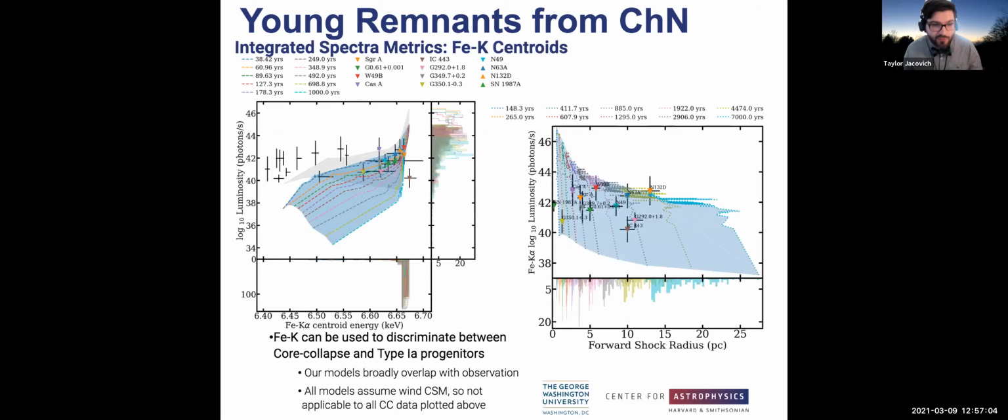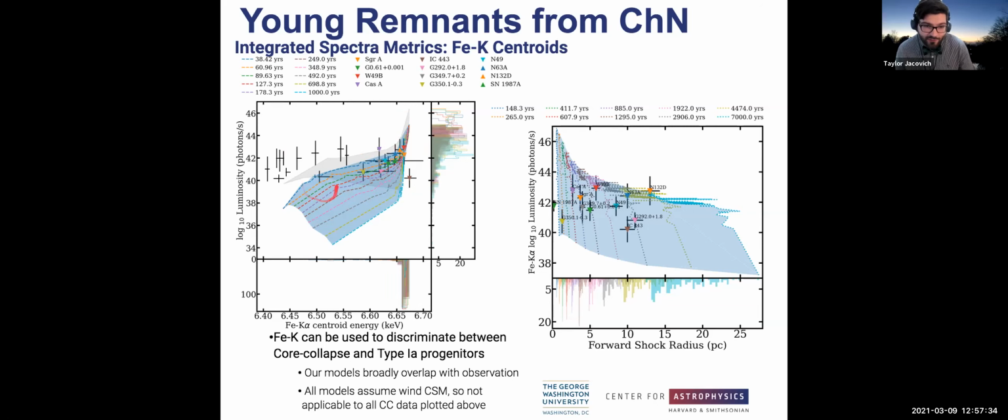And one of the things that you can do with the iron K centroid is use it to discern progenitor type. So you can use the iron K centroid to discern whether you have a type 1A progenitor, which are these points over here that don't have any markings on them. And then these points here are observed core collapse remnants. And this blue region is the forward shock emission of our model.